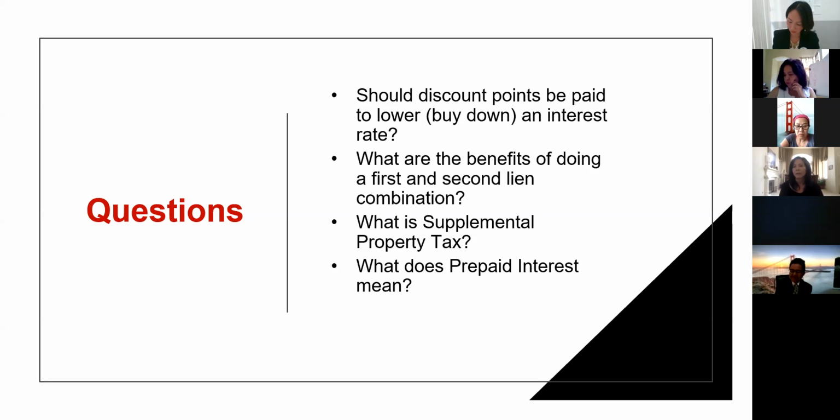A lot of my clients say, oh, just let me pay off the second, but not everybody has the money, right? So when we don't have the money, we have to subordinate the second.